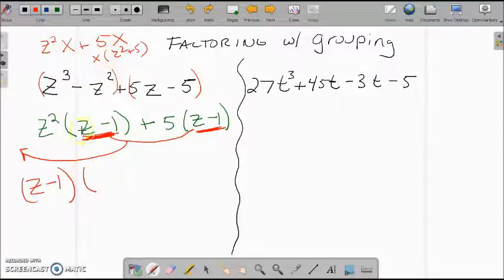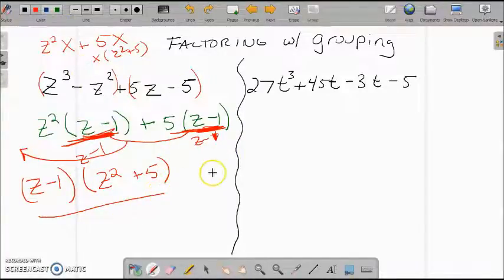And I'm left with, what I'm doing is I'm dividing this term by z minus 1, and I have z squared left. And I'm dividing this term by z minus 1, and I have a 5 left. So this, which looked like I couldn't factor it, actually factors to be z minus 1 times z squared plus 5. Okay?